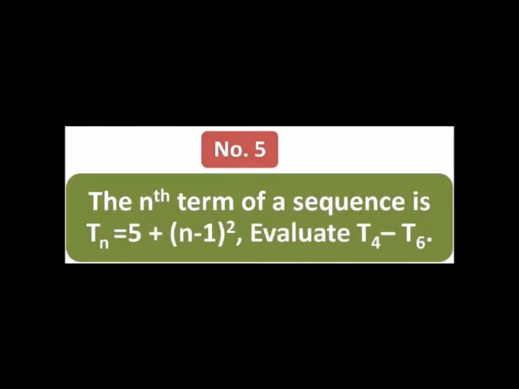Question number 5. The nth term of a sequence is Tn equals 5 plus n minus 1, all squared. Evaluate T4 minus T6.